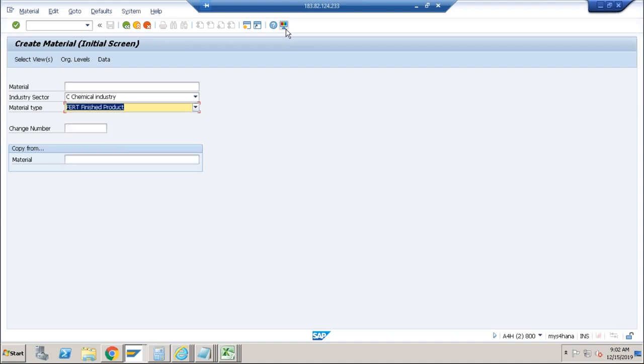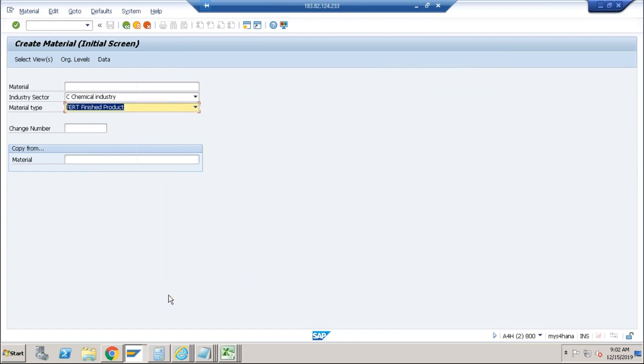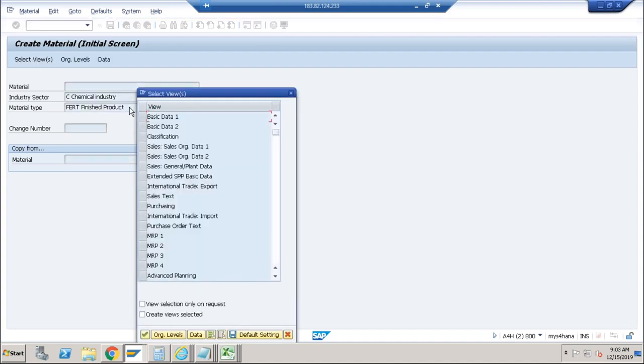So go to the customizing layout options, visualization 1, tick on this as well as this. This will show you the code, and it will also sort according to alphabetical order. So FERT, press enter. The system will ask you what information you want to enter. So I want to enter the basic data, 1, 2.